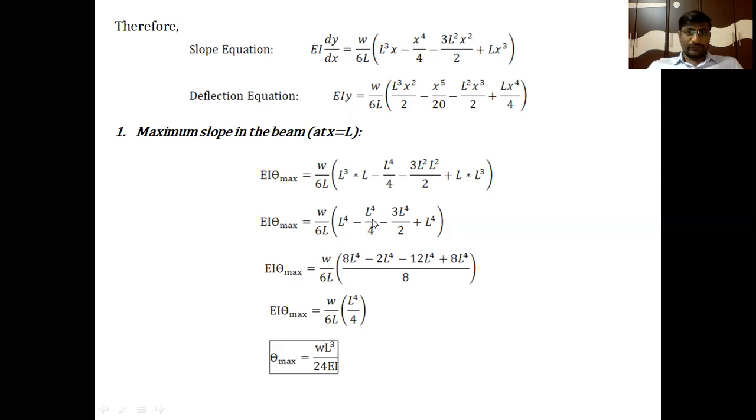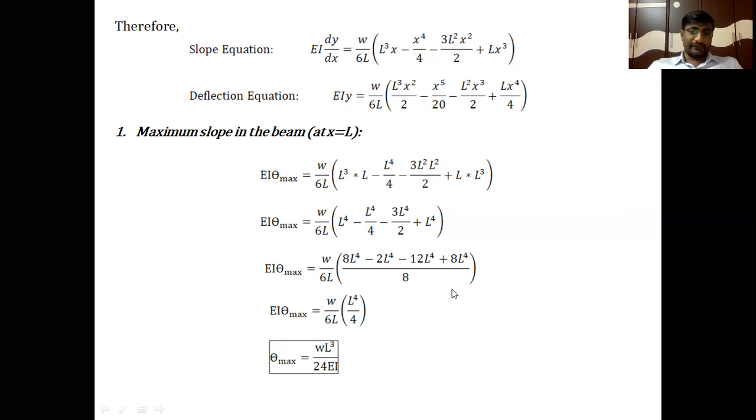8L power 4 minus 2L power 4 minus 2L power 4 plus 8L power 4 upon 8. 8 plus 8, 16 minus 4, 12... 2L power 4 by 8. 2L power 4 by 8 means L power 4 by 4. So WL power 4 by 24L. So one L is cancelled, WL cube by 24. We'll get WL cube by 24 EI theta maximum. So theta maximum is WL cube by 24 EI.